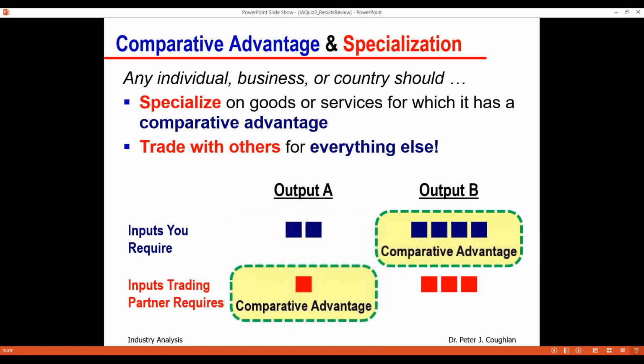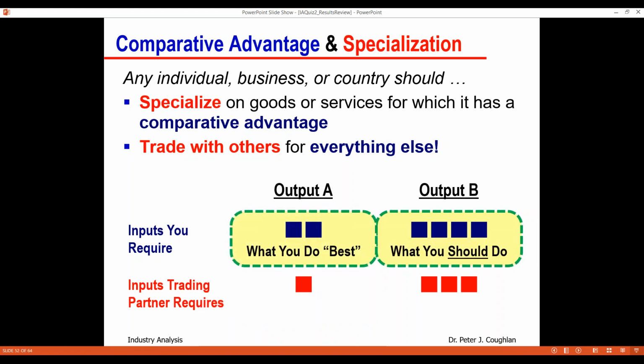So if we take this back, think about this. You could argue that really what you do best is output A. It only takes you 2 hours to do output A, whereas it takes you 4 hours to do output B. So even though it takes you 2 hours to do output A, and that's what you do best, what you should do is actually output B. That's where you have the comparative advantage when it comes to comparing you to your trading partner.